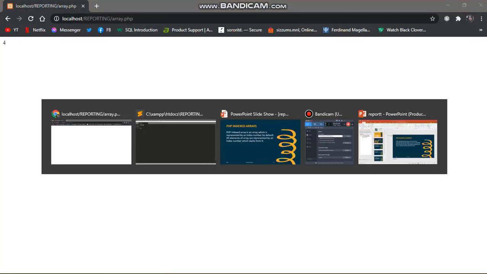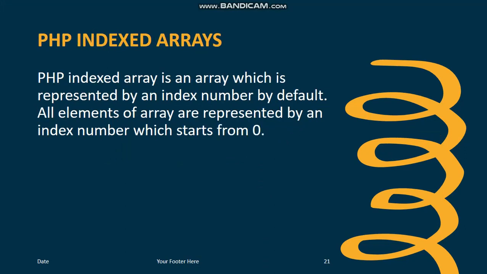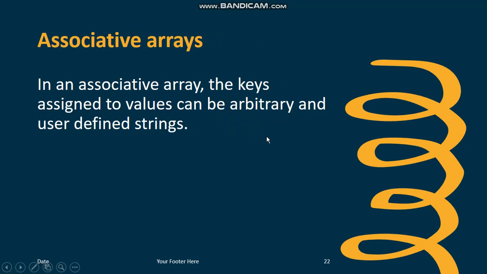Next is ang associative arrays. In an associative array, the keys assigned to values can be arbitrary and user-defined strings. So basically, ang difference sa associative array ug sa index array is sa index array, the index number is by default represented by a number which starts from 0. Pero sa associative arrays, pwede nimo i-rename ang indices para mas dali matandaan.